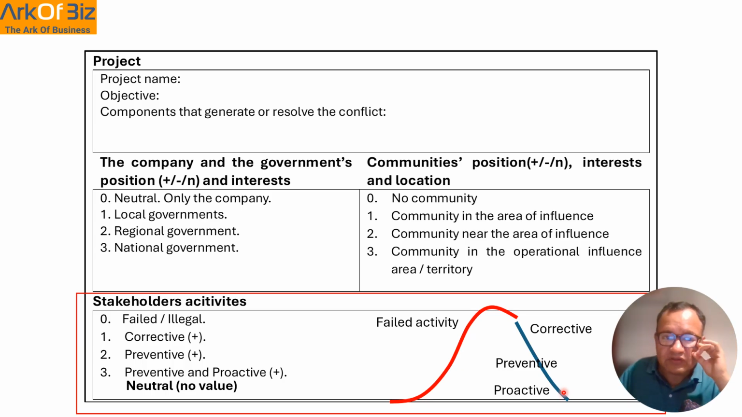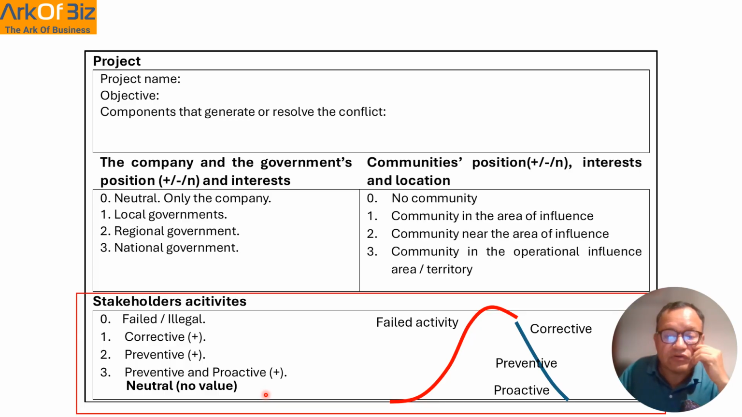Now, additionally, we have neutral activities. These are activities that neither help nor harm the conflict. They simply keep things steady. Gathering information without acting on it is a neutral activity. Attending meetings only as an observer is also a neutral activity. Or maintaining routine operations without engaging in dialogue is a neutral activity.